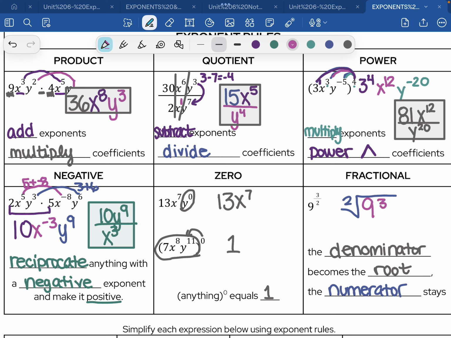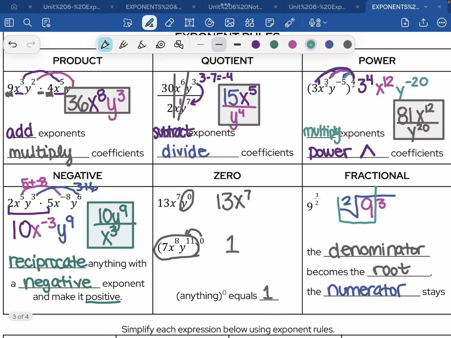Now I'm actually going to solve this. When you're going to solve it, we want to make the number smaller first, so we're going to do the square root of 9. What number times itself equals 9? 3. And then you would keep the power of 3, and you would do 3 to the power of 3 in a calculator, or 3 times 3 times 3. 3 times 3 is 9, times 3 again would be 27.